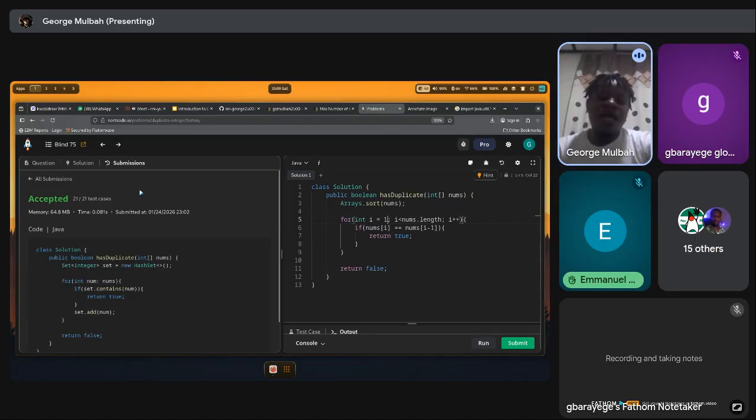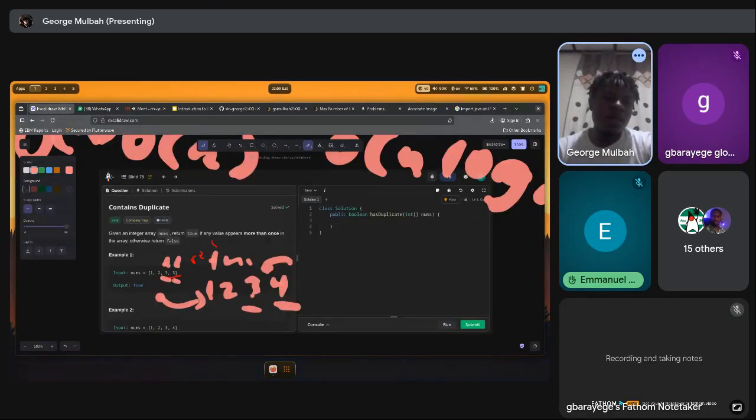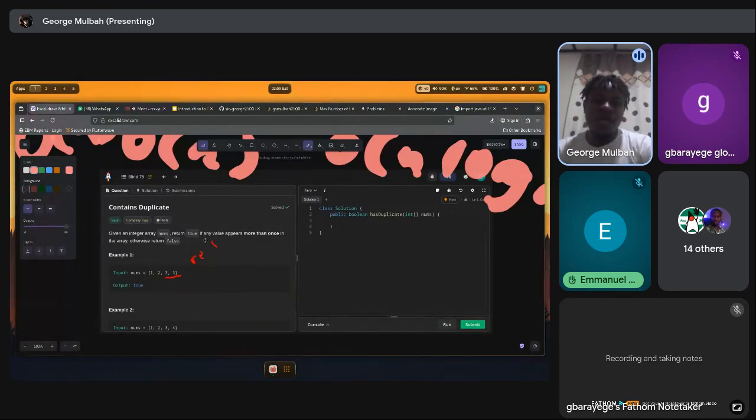Okay. So I introduced this solution, which was the first solution I introduced. What I said about this solution is, the problem here is: given an array of integers nums, return true if any value appears more than once in the array, otherwise return false.